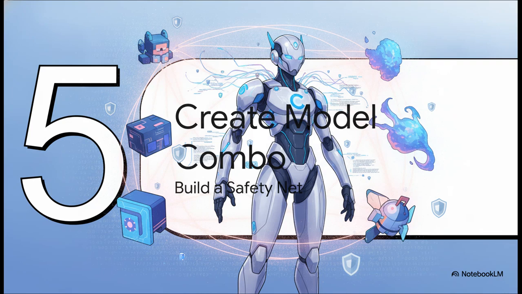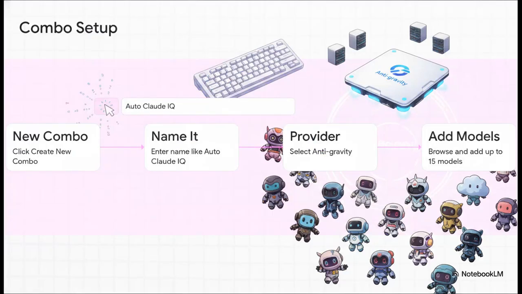Next up is section 5, creating a model combo. This is how we build a safety net. Back in Omni Router, navigate over to Combos and click Create New Combo. Go ahead and give it a memorable name, like, say, Auto Claude IQ. Make sure you select Free and choose our new Antigravity provider. Now, instead of just picking one single model, you're going to hit Browse and select multiple models. You can actually add up to 15 of them. You're essentially building a massive backup team for yourself.